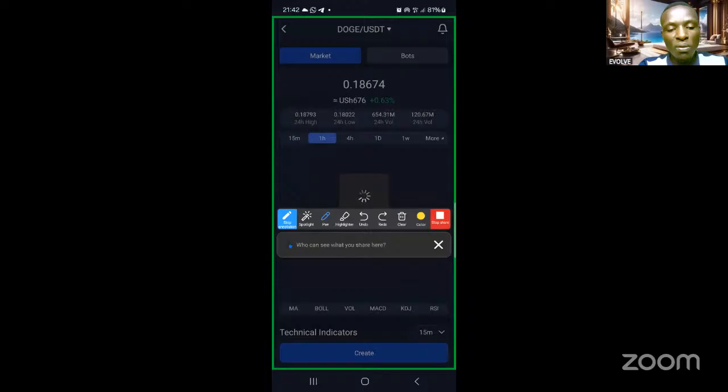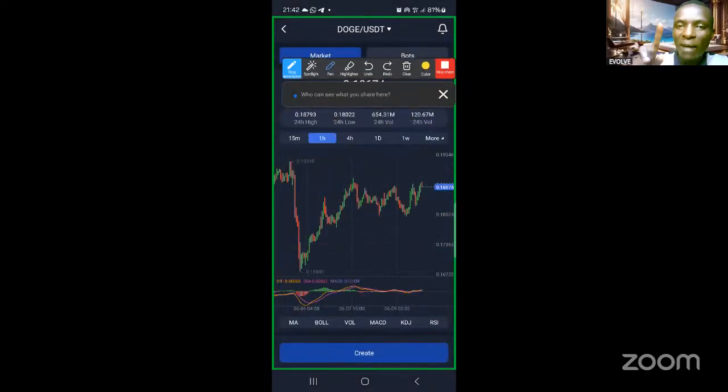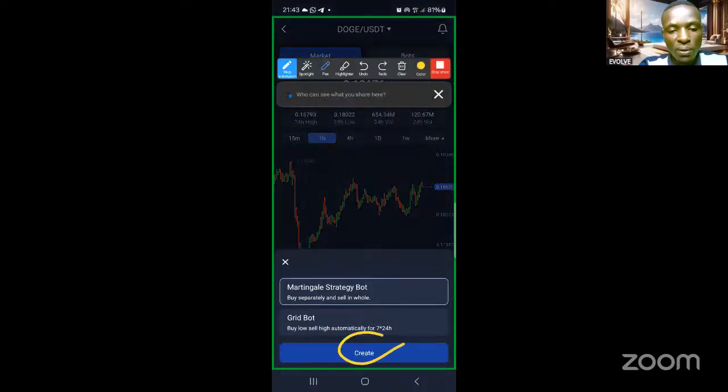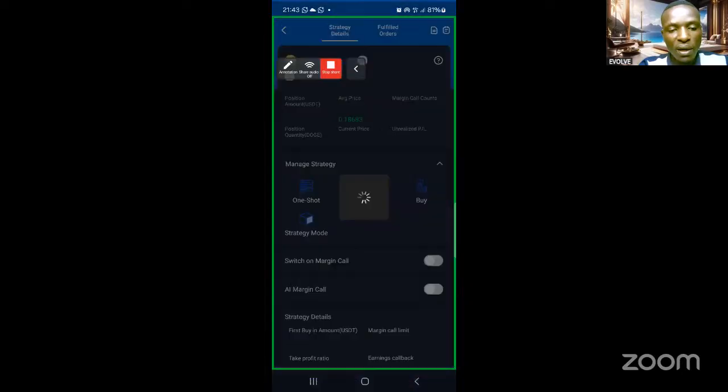When I tap on the name of the coin, I want to enter the settings I have already created in this coin. Then I will tap on create. This is very, very simple. Then I will tap on my strategy, Martingale, create again. It's very simple. Create again, like that.